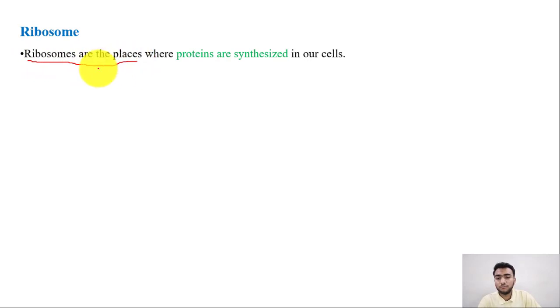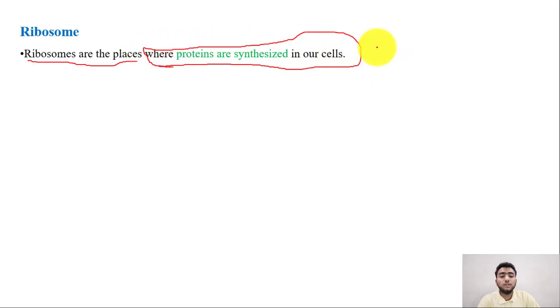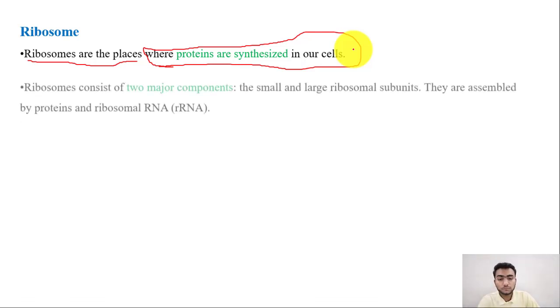I have mentioned ribosomes time and again. What ribosomes are, these are the places where proteins are synthesized in our cells. So it acts like machinery in a factory where the end products, the products being proteins in the case of a cell, are synthesized or produced in an organism.